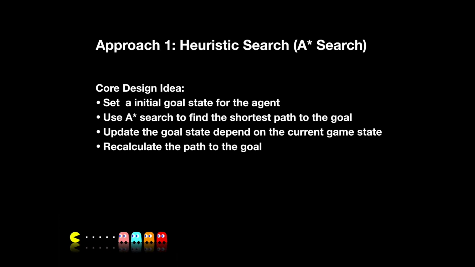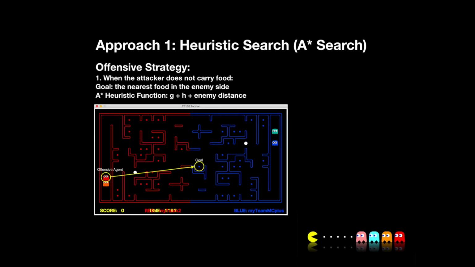In every step, the goal state will be recalculated and updated so that the agent can choose the best action it will take in the next step. We divide the two agents into two parties, one offensive party and one defensive party. The two agents perform actions individually and there is no communication between them.